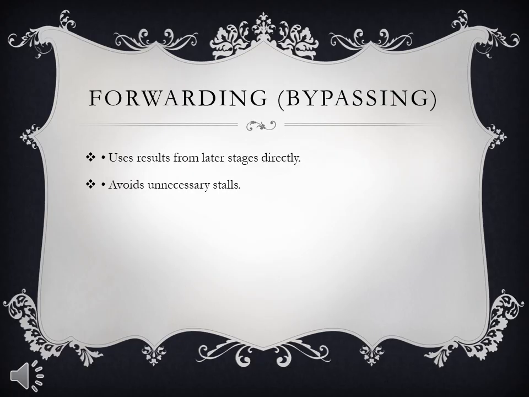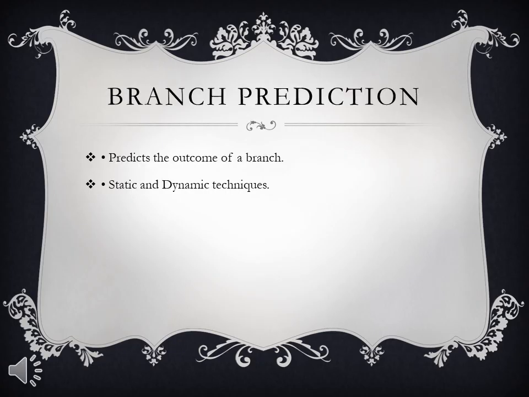Forwarding solves data hazards by routing data directly from one pipeline stage to another, eliminating the need to wait for write back. This significantly improves performance without adding delays. Branch prediction tries to guess the outcome of a conditional branch. If guessed correctly, it avoids stalls. Prediction can be static, always taken or not taken, or dynamic, based on history.